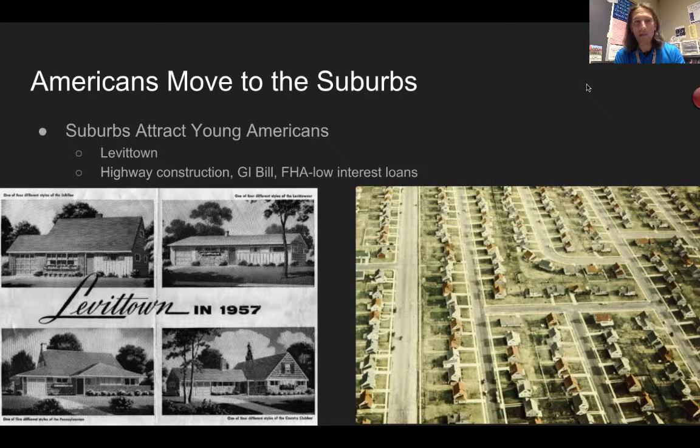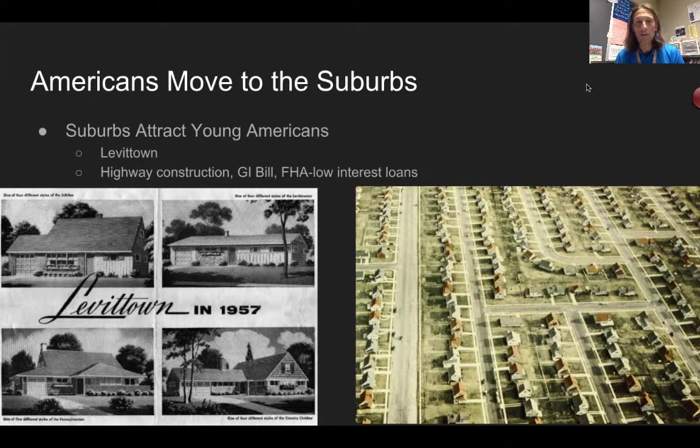and what you see on the left there is pictures of the 4 different kinds of homes that you could purchase in Levittown. And what this enables Levitt to do is to quickly build all of these homes because he's got 4 different models, and so construction workers can easily and quickly put up all these homes. And then what you're going to get on the right is these very first suburbs.